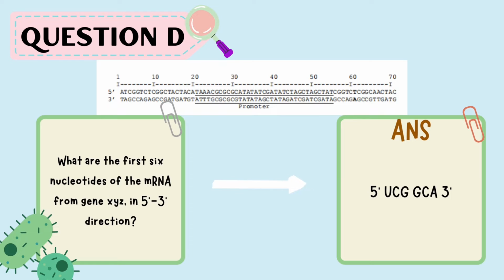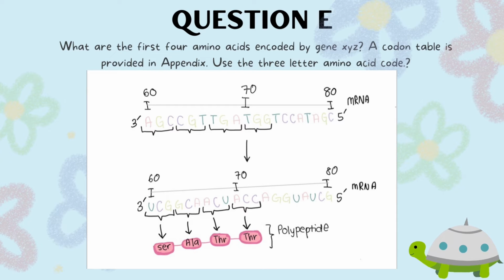As mentioned in the statement, the transcription begins at position 60. If we take a look at the first 6 nucleotides from position 60 on the template strand, it starts with 3' AGC CGT 5'. Therefore, the mRNA sequence is complementary to these nucleotides, which gives the answer 5' UCG GCA 3'. That's all.